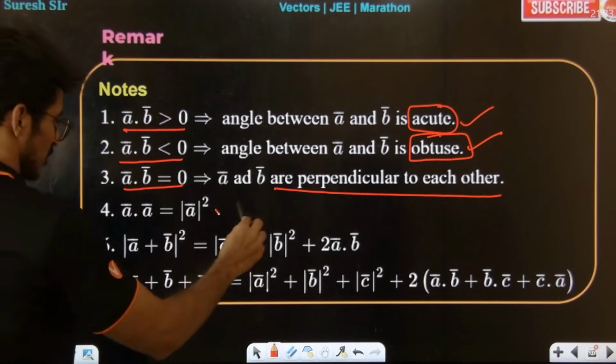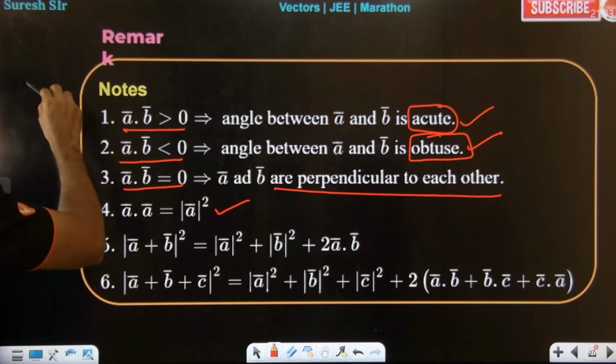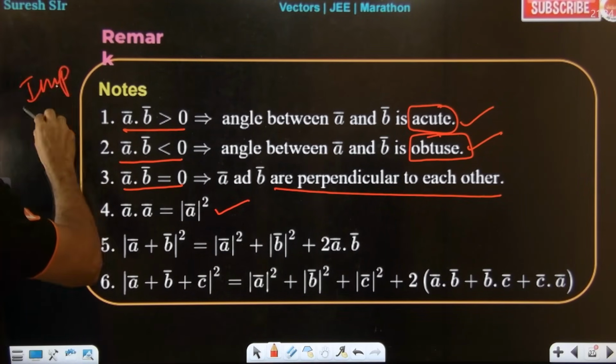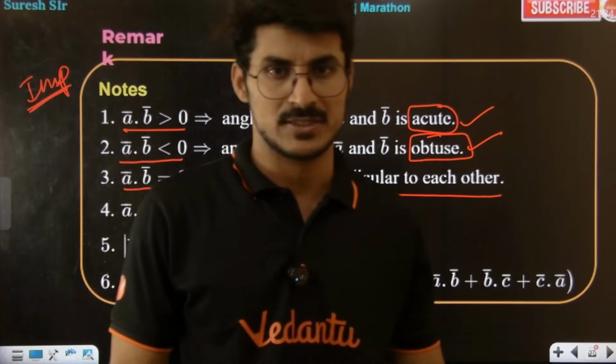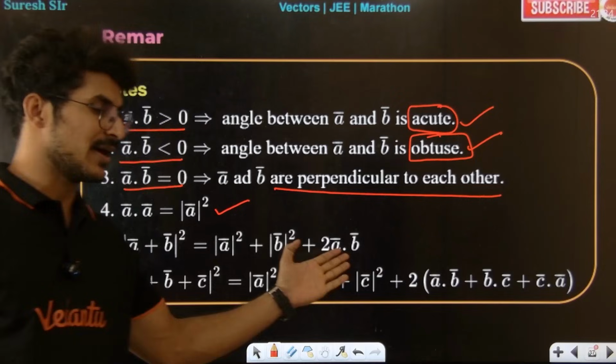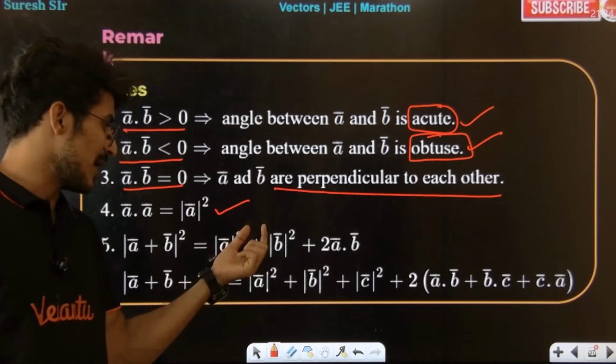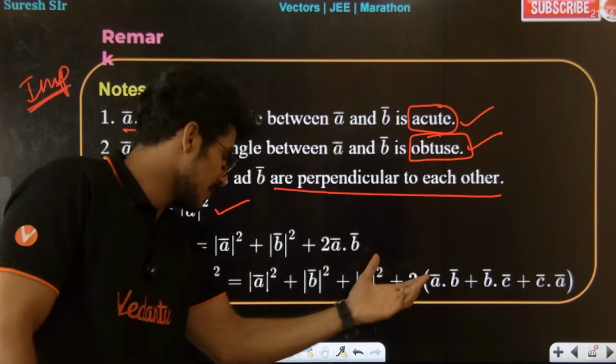Sir, A dot A is magnitude of A whole square. Magnitude of A square we can write. See, all these are very important properties. Beautiful and very important properties. Understood? Yes or no? So magnitude of A plus B whole square is similar to the A plus B whole square identity: magnitude of A square, magnitude of B square, plus 2 times A dot B, right?